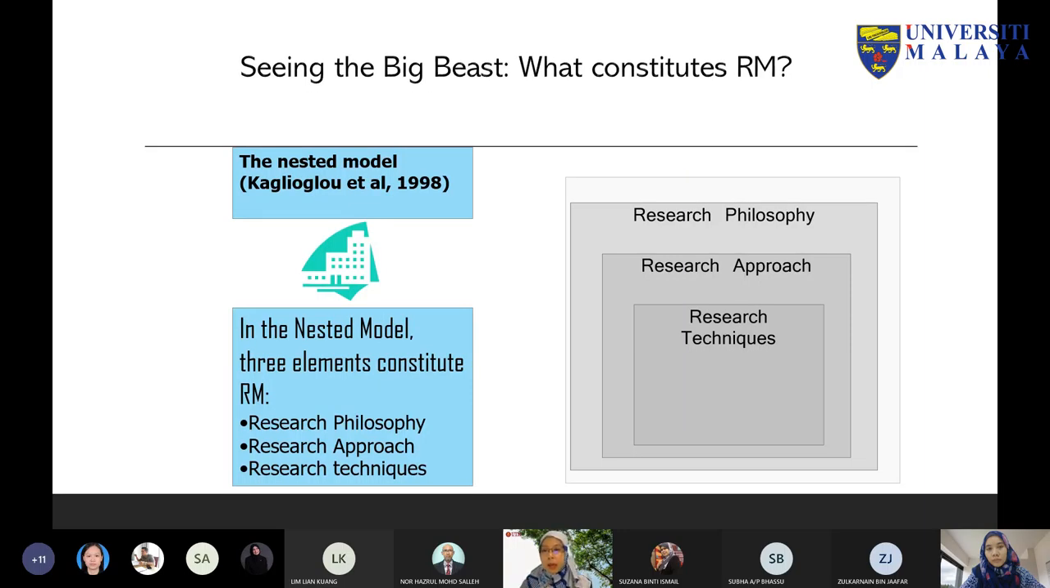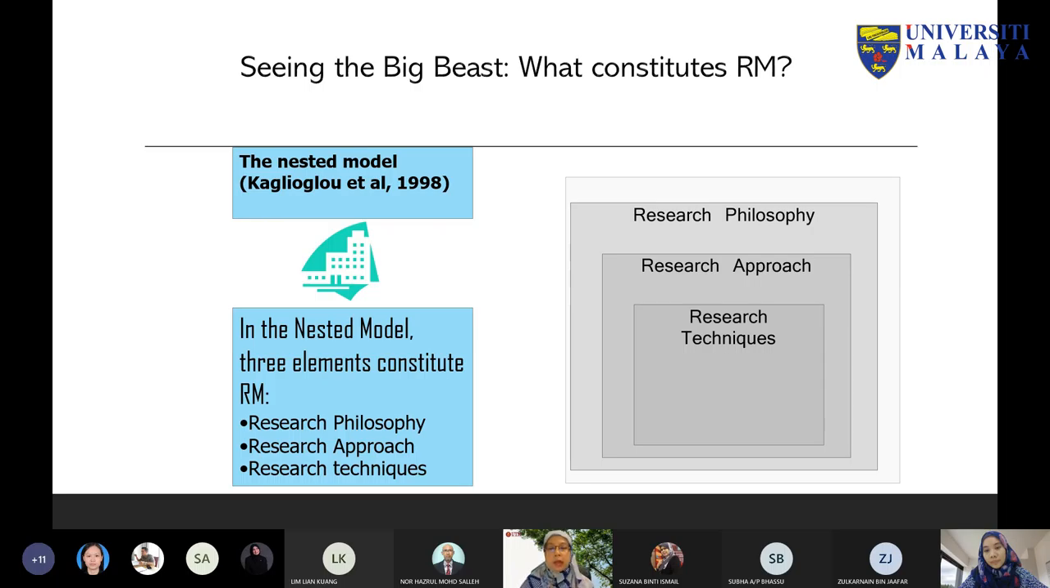So first, I'm showing you the nested model by Kagioglu et al. According to Kagioglu, research methodology constitutes three main components, which start with the philosophy, followed by the approach and the technique. So for philosophy, basically you discuss your paradigm, and then for approach, you might have a survey approach, a case study approach, or, I think from what I found yesterday when I read some of your proposals, a case-based model, or whatever model or approach you can have.